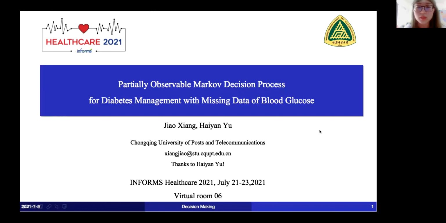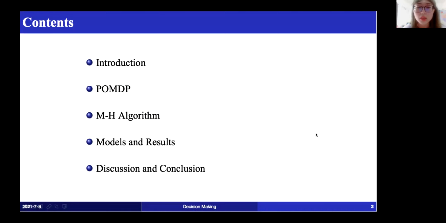As you can see, my topic is the partially observable Markov decision process for diabetes measurement with missing data of blood glucose. In the following time, I'll introduce it in 5 parts.